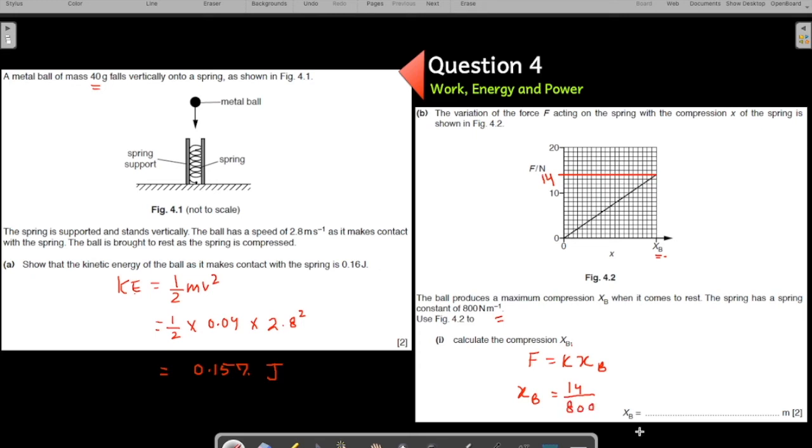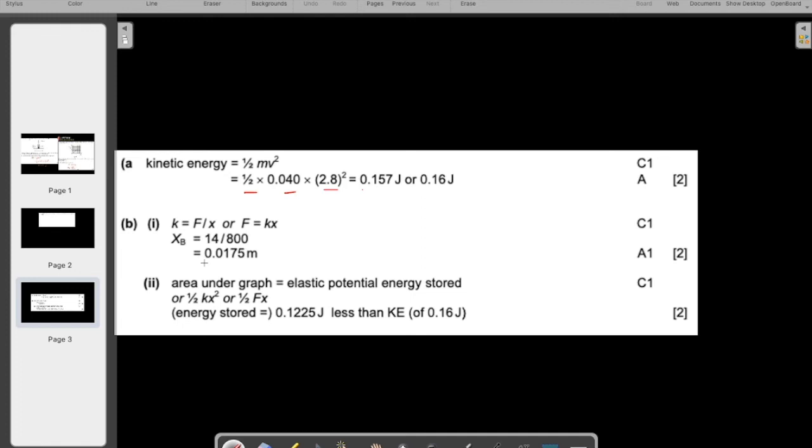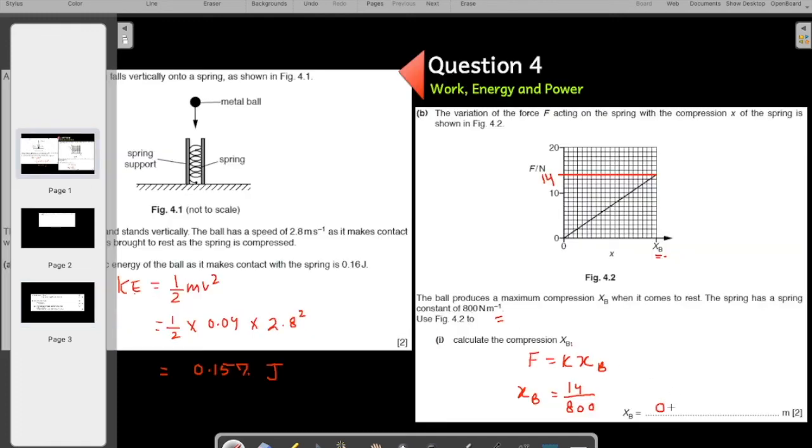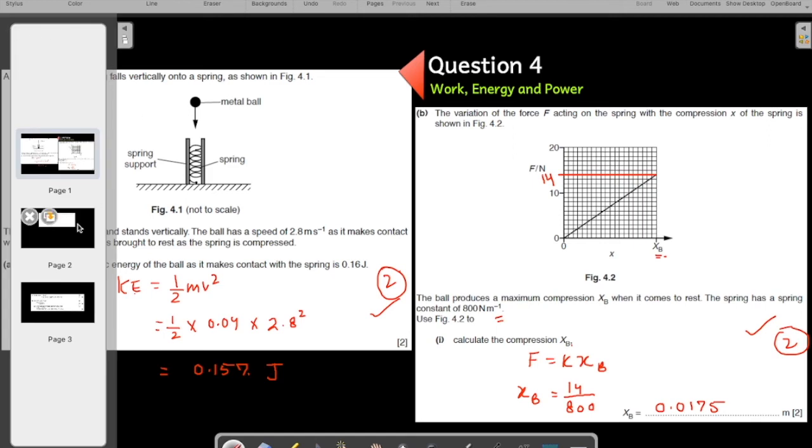Now it is again time for you to take out your calculator, work it out and see if you are getting the correct answer. 0.0175. This should be your answer. Easy question so far. The first part was easy, the second part was easy. If you are scoring 2 and 2 marks in both parts, very good. If you are not scoring full marks, because it is an easy question, you should ideally be scoring full marks, then go through my theory lesson videos on these topics.